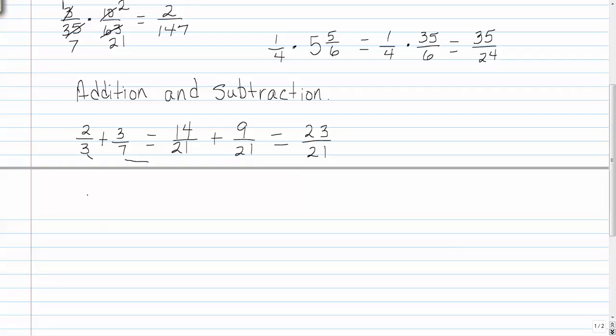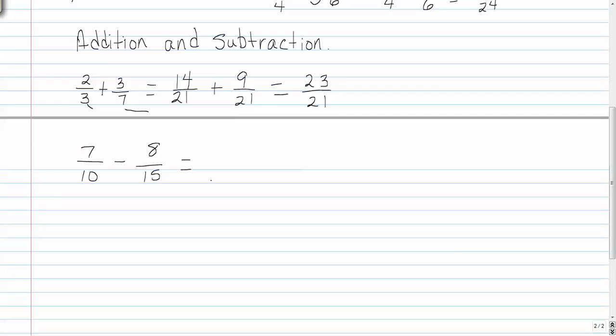Let's say you have 7/10 minus 8/15. Okay. The first thing we have to do is find a common denominator. Our denominators are 10 and 15, so we need a number that both 10 and 15 will divide into. And 10 and 15 will both go into 30. So 30 is going to be your common denominator. Okay. So in this first fraction, you say 10 will go into 30 3 times. 3 times 7 is 21. On the other fraction, you say 15 will go into 30 2 times. 2 times 8 is 16.